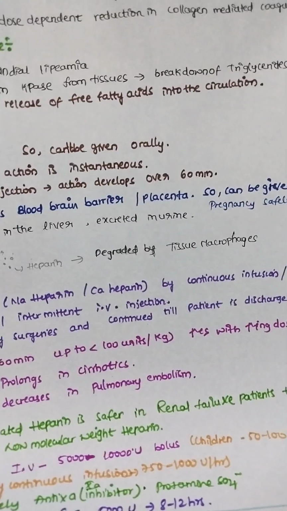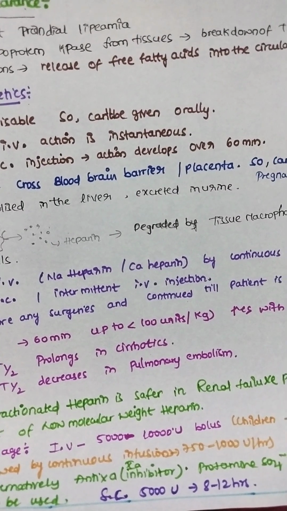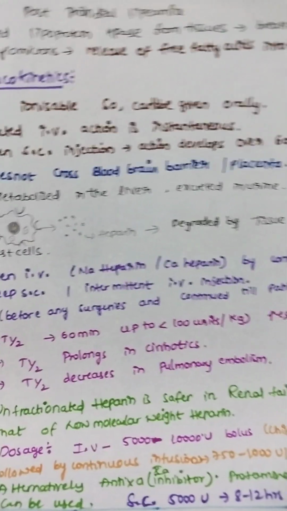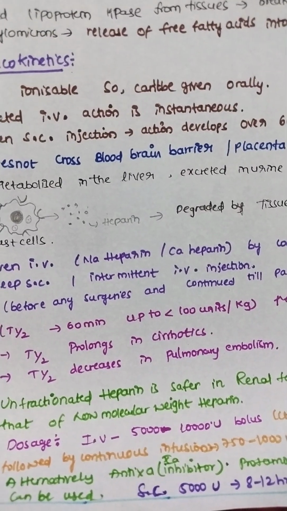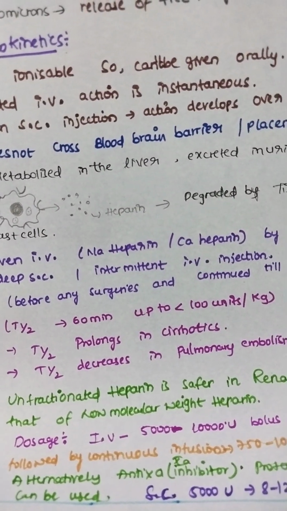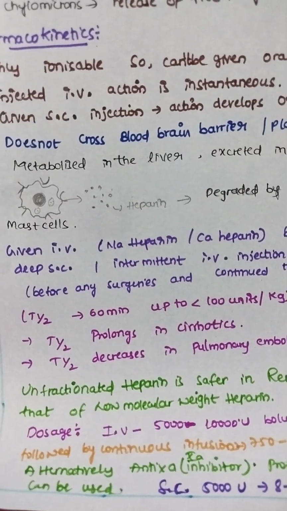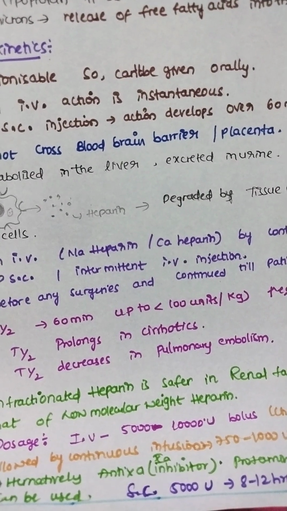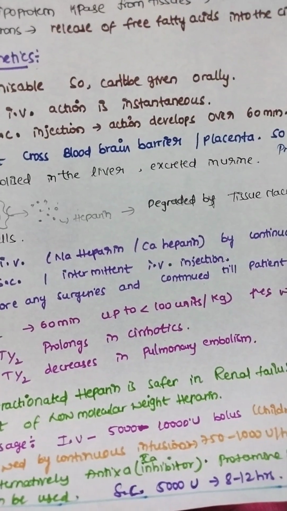Dosage is IV, we should give a 5000 to 10,000 units bolus. In children, we should give 50 to 100 units, followed by continuous infusion, 750 to 1000 units per hour. In adults only, this continuous infusion. Alternatively, we should give an anti-10A factor inhibitor, which we also call a 10A inhibitor, right? And we should give protamine sulfate for this action.